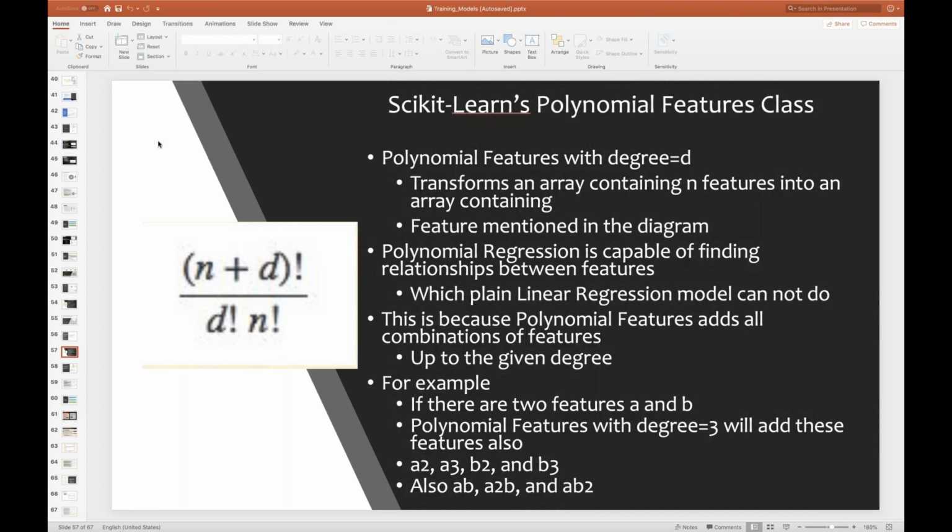If it is 10, then it has to do multiplications of the 10 features and then the squares of those 10 features. For example, if there are two features a, b, polynomial features of degree 3 will add these features also: a square, b square, a cube and b cube. It also does ab, a square b and ab square. Okay, that's what it is. But remember, at least one of the features must be squared.